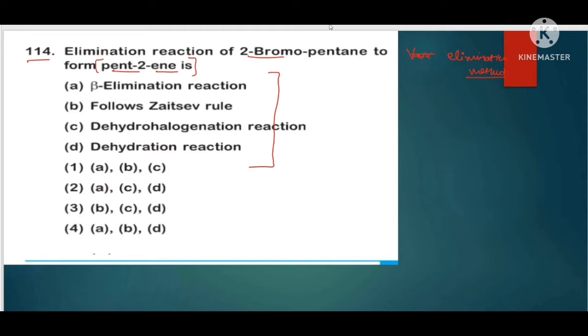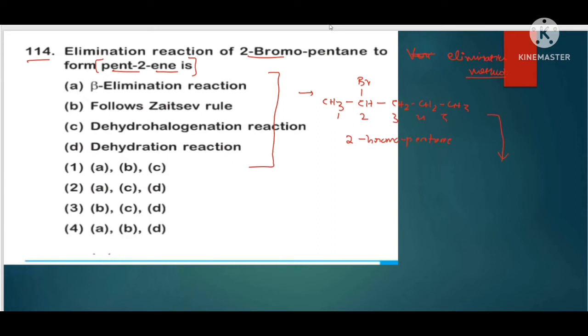Now let us verify the first one, beta elimination. Now let us draw the structure of 2-bromopentane: CH3, CH, bond Br, bond CH2, CH2, CH3. Here 1, 2, 3, 4, 5. 2-bromopentane.